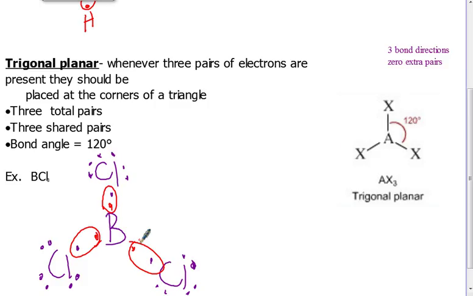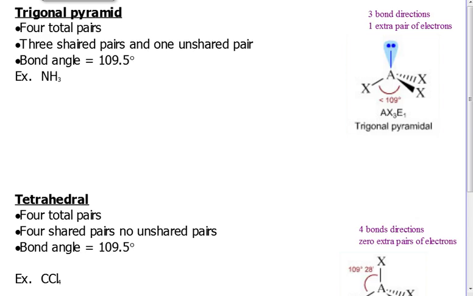So this is called triangle planar, or triangular planar, or trigonal planar. Why is it called planar? It's a triangle, and it's a flat plane, though, at the same time. Which brings us to our fourth shape, which is triangle pyramid.